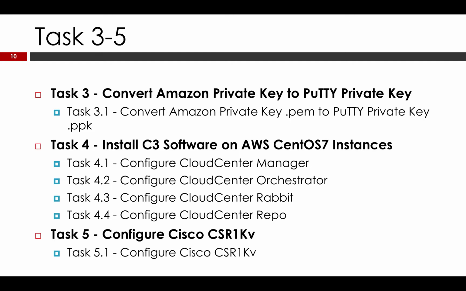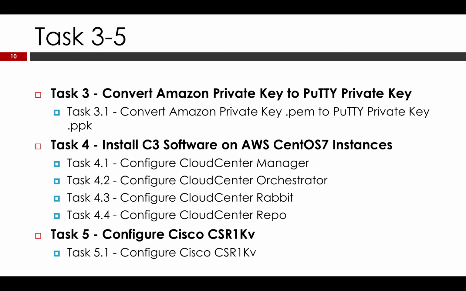So in task 3, what we are doing is converting the Amazon private key into a PuTTY private key. You can use any software for the conversion. It doesn't really matter as long as you have the key pair in the right format. For this example, however, we have used the PuTTY software.